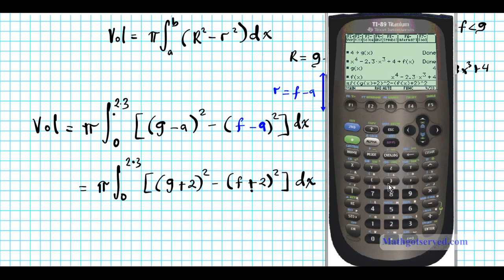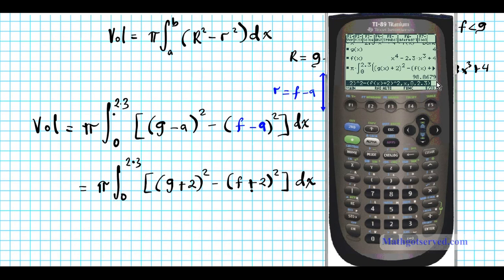Okay, have that down. Now we have to enter our variable of integration, which is x. Our limits go from 0 to 2.3. And then we close the integrand, the argument for the integral symbol, and then press enter, and there goes our volume. Okay, so let's go ahead and write that down.